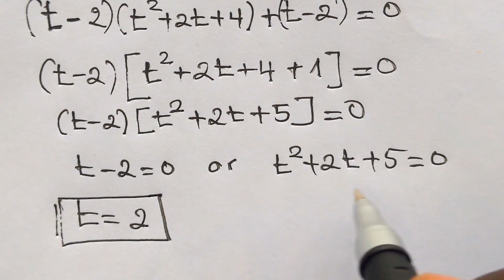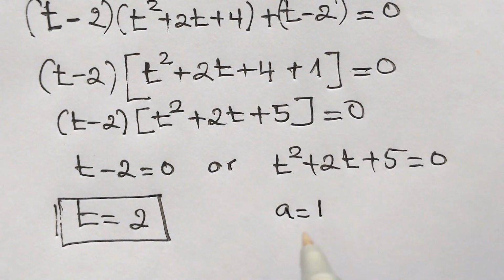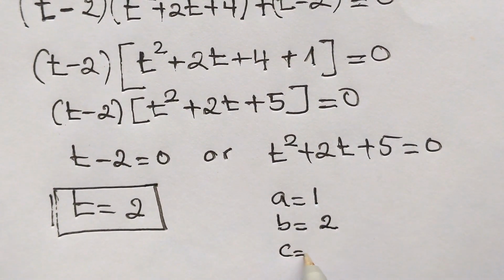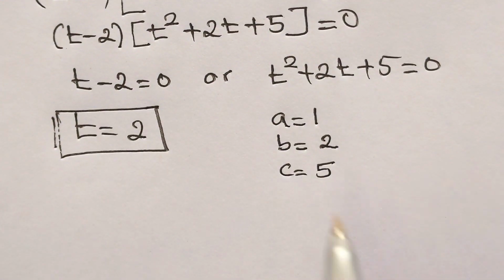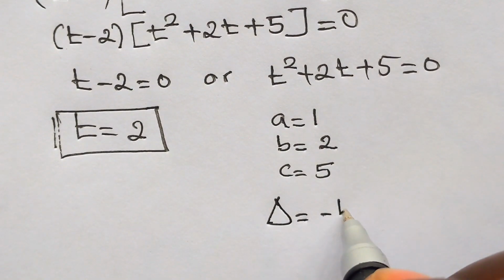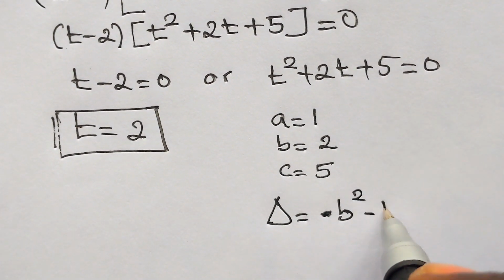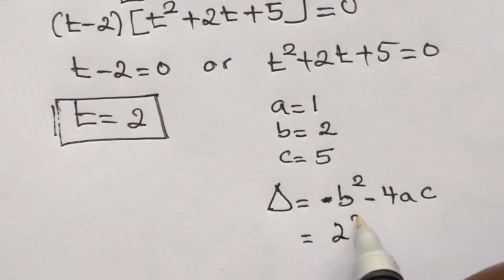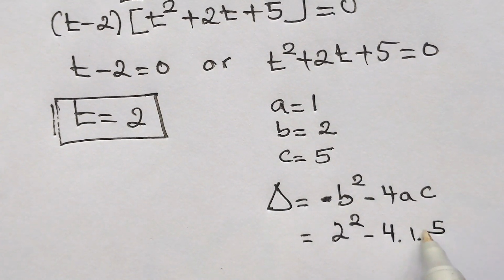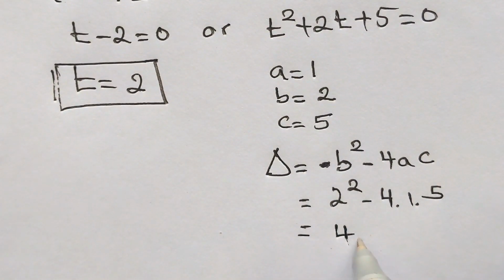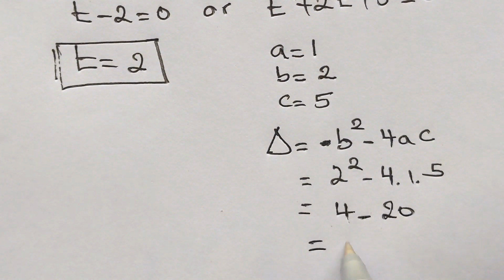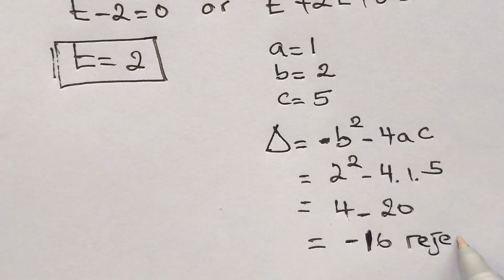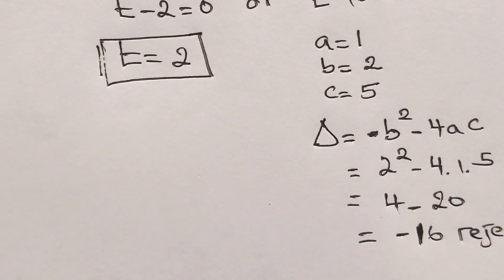And here we have a quadratic equation where a equals 1, b equals 2, and c equals 5. We are supposed to find the discriminant or delta, which is equal to b squared minus 4ac. And this will be 2 squared minus 4 times 1 times 5, and we shall get 4 minus 20, which is equal to negative 16. At this stage we shall reject this.